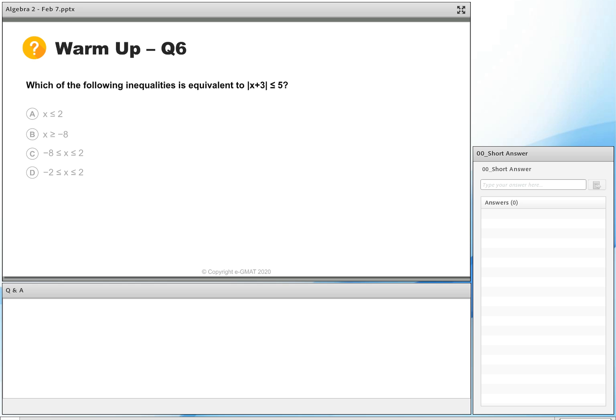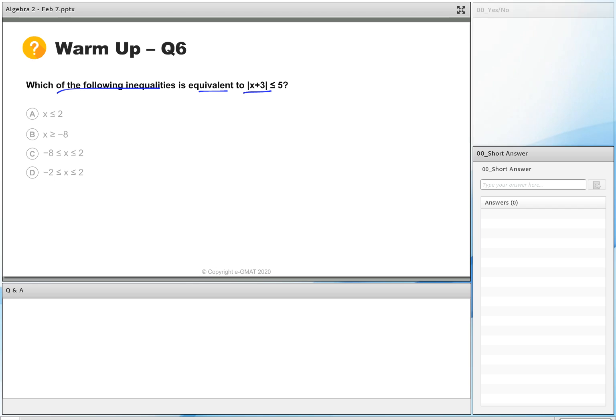Now, in this question, I have absolute value inequalities, right? So, what is the question asking me? Which of the following inequalities is equivalent to mod of x plus 3 being less than or equal to 5?